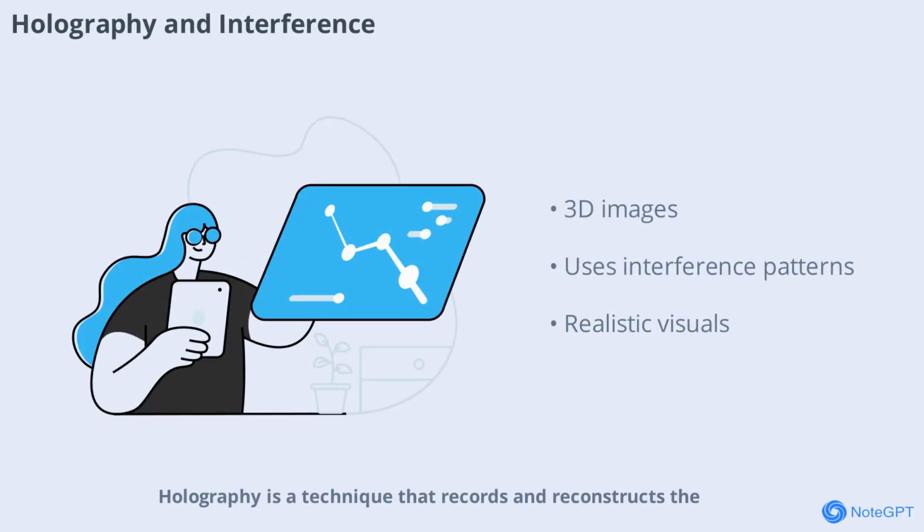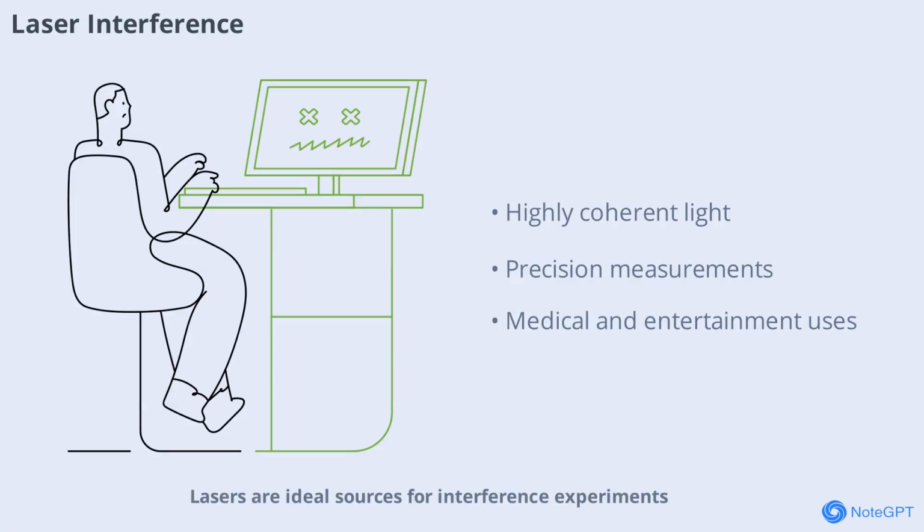Holography is a technique that records and reconstructs the full three-dimensional information of an object using interference patterns. By capturing both the amplitude and phase of light waves, holography creates stunningly realistic images that appear to float in space. Lasers are ideal sources for interference experiments because they produce highly coherent and monochromatic light.